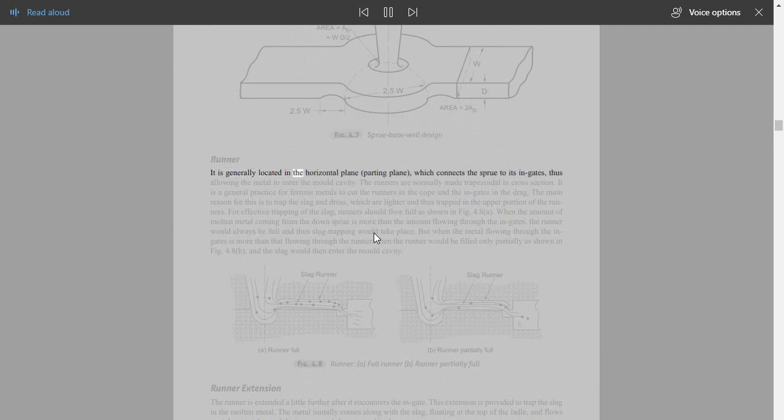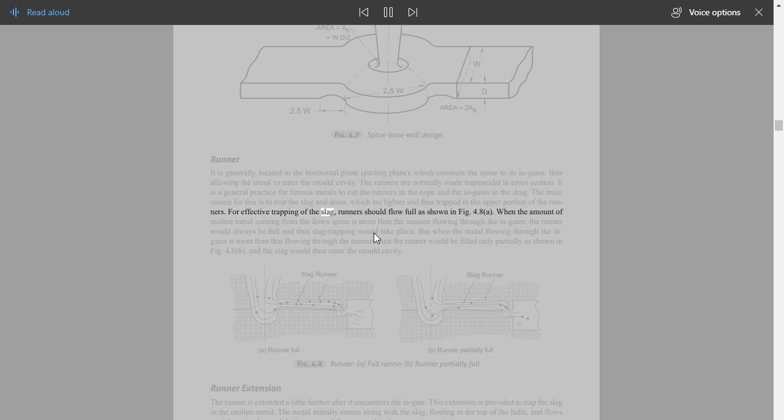Runner. It is generally located in the horizontal plane, the parting plane, which connects the sprue to its ingates, thus allowing the metal to enter the mold cavity. The runners are normally made trapezoidal in cross-section. It is a general practice for ferrous metals to cut the runners in the cope and the ingates in the drag. The main reason for this is to trap the slag and dross, which are lighter and thus trapped in the upper portion of the runners.